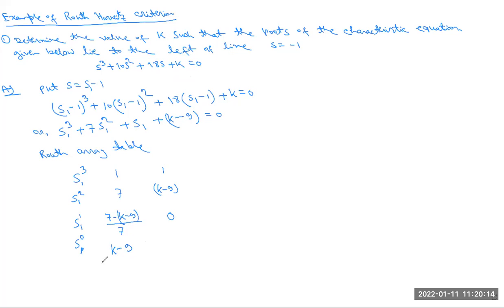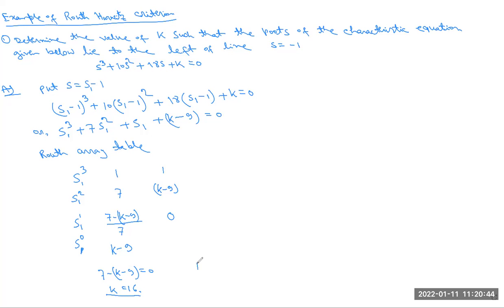So we know that in this equation you have to solve, that is 7 minus k minus 9 equal to 0. So that means K equals to, that is 16, I think is coming. Okay. So that means one value is K equal to 16.